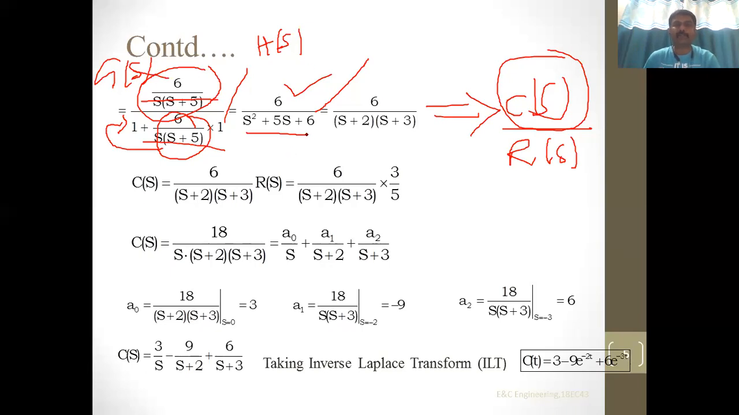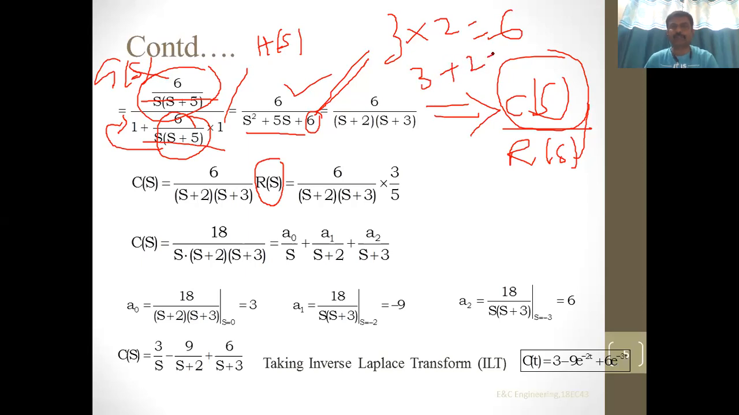Next step, this is C of S by R of S. Next R of S I cross multiply, and it comes over here. Now if I factorize this, you can observe this product is 6. 3 into 2 is 6. Basic factorization, what you have learned in your lower classes. Then 3 plus 2 is 5. Thereby, what are the factors we have? One factor is 3, one more factor is 2. Thereby, S plus 2 into S plus 3.